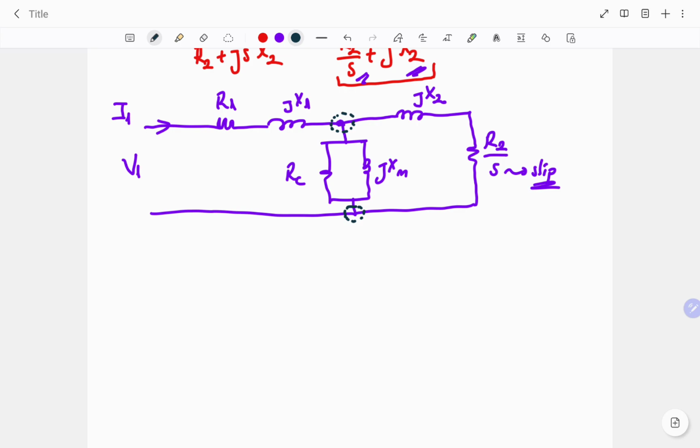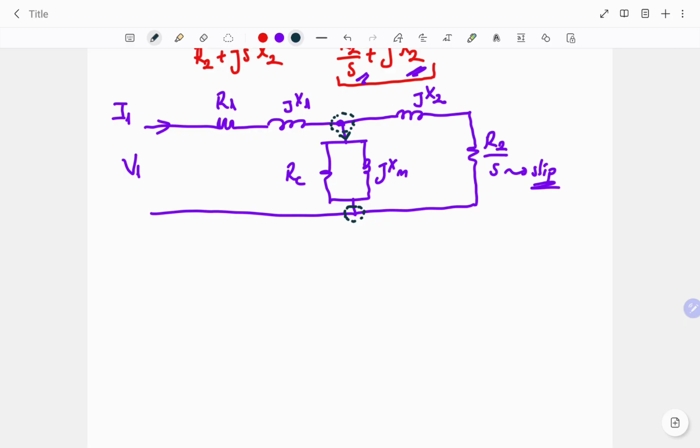And according to our experimental studies, we know RC and XM are very big in terms of their values. And that means the current flowing through that part must be very small when we compare with the main current of the circuit. So we can slide the excitation branch to another part of the circuit.